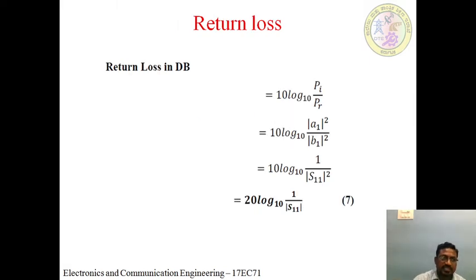The last one is return loss. Return loss in terms of dB is defined as 10 log to the base 10 Pi divided by Pr, where Pi is the incident power and Pr is the reflected power from the network. So it can be written as 10 log to the base 10 mod of A1 square divided by mod of B1 square, that is 10 log to the base 10 1 divided by mod of S11 whole square. So in terms of dB, we can also write it as 20 log to the base 10 1 divided by mod S11.